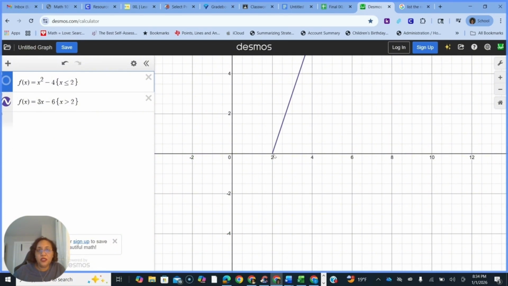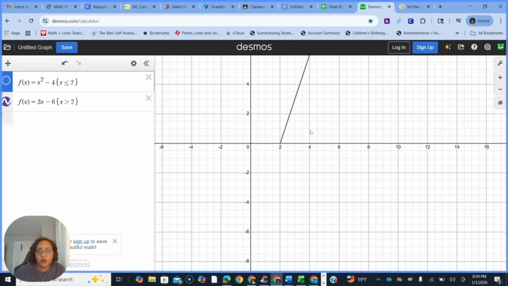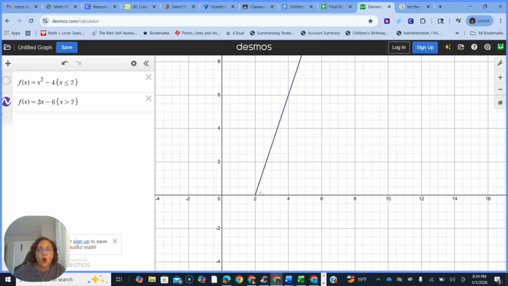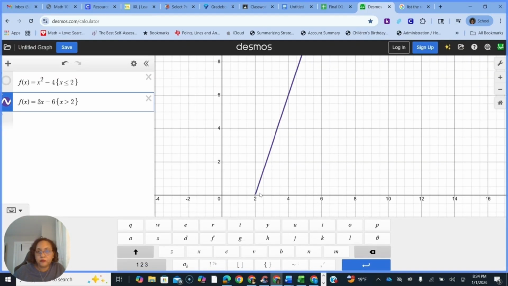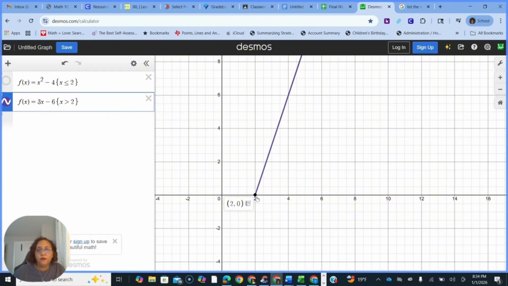So the function is 3x minus 6, which is a straight line, right? Only from 2 and out, okay? 2 and above. So it says x is greater than 2, okay? And then the other function only exists if x, I may have said greater before, but it's less than or equal to 2, okay?